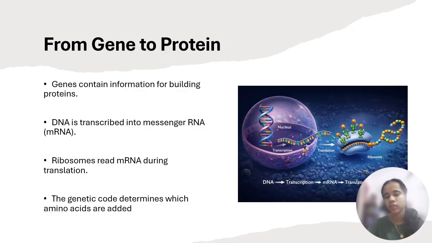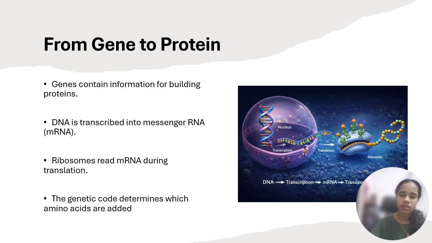The ribosome is a site where protein synthesis occurs. The instructions are read and then you build a protein. So this step is called translation, right? Where the ribosomes read mRNA. During translation, the cells use the genetic code to determine which amino acids are added and in what order. So from gene to protein, every step actually depends on correctly interpreting this code.